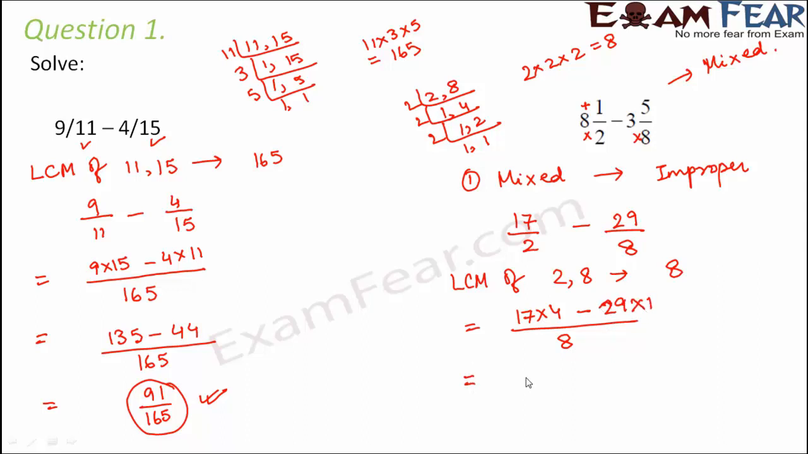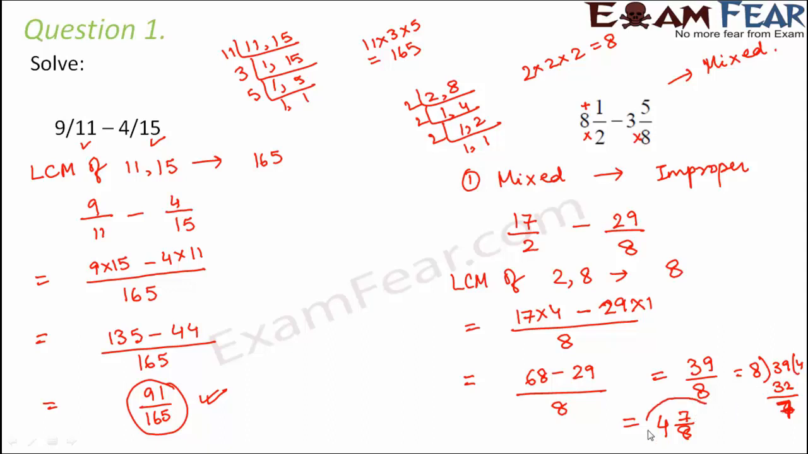Now 17 into 4 is equal to 68 minus 29 divided by 8. So this is equal to 39 divided by 8. So this would be the result in the form of improper fraction. If you want to write the result in the form of mixed fraction, then you divide 39 by 8. So 8 4s are 32. So you get 7. Therefore the answer is 4, 7 by 8. 4 is the quotient and remainder divided by divisor. So that is how we write it in mixed fraction, that is 4, 7 by 8. So this is the answer.